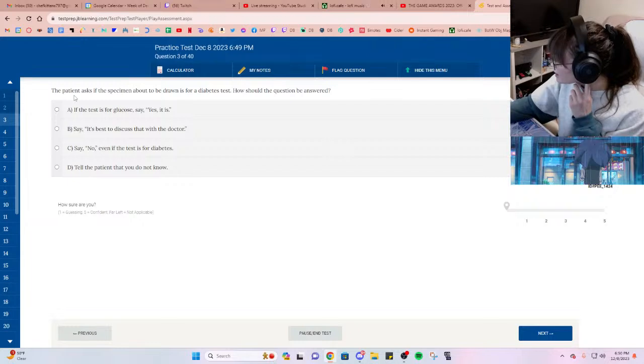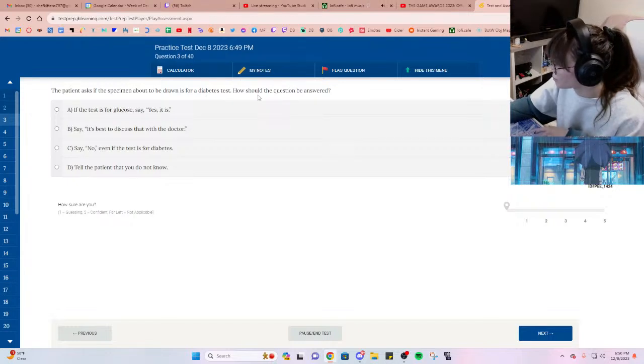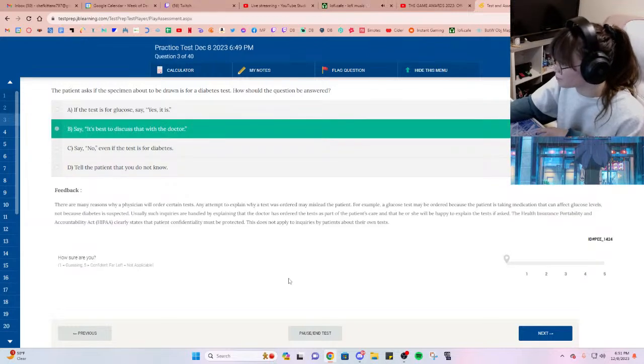The patient asks if the specimen about to be drawn is for a diabetes test. How should the question be answered? If the test is for glucose, say yes it is. Say it's best to discuss that with the doctor. Say no even if the test is for diabetes. Tell the patient that you don't know. I think it's say it's best to discuss that with the doctor.